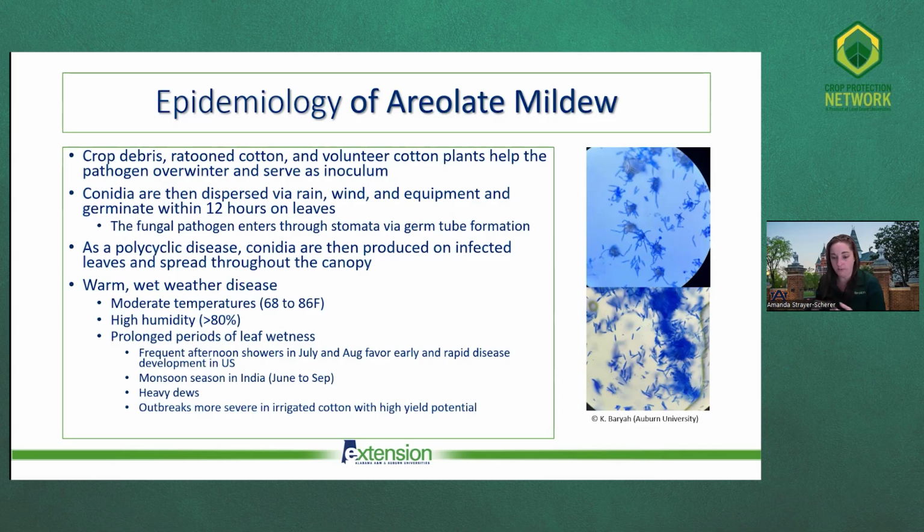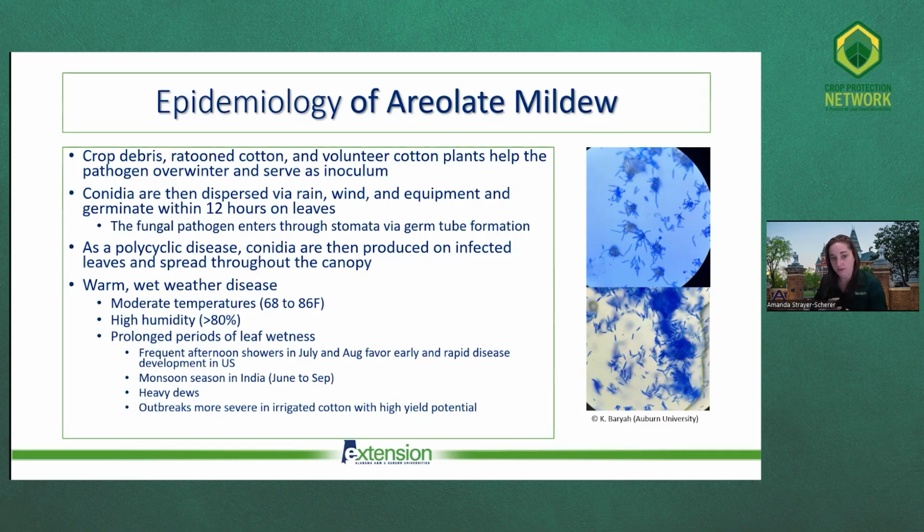So some of you may be familiar with target spot, which is another disease on cotton. That one requires a lot more frequent showers and heavy rain, whereas areolate mildew can really survive more on intermittent rain. And that's where we see it most active, periods where it's intermittent rain, enough to get that prolonged period of leaf wetness, either due to dew. Irrigation can also increase your outbreaks. But we see it most often in the United States in July to August, where we have those frequent afternoon showers. And then in India, they see it most prominently in monsoon season, kind of June to September.